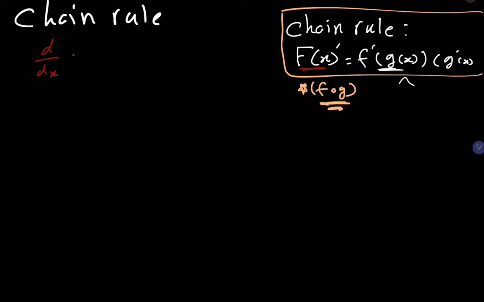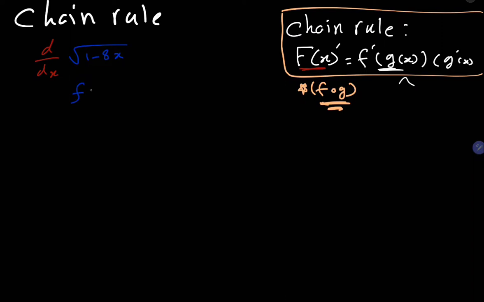More difficulty to some extent. Let's do the square root of 1 minus 8x. So what would be the derivative, or let's say what's the outside function and what is the inside function?